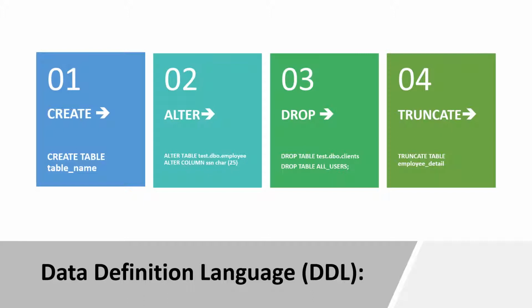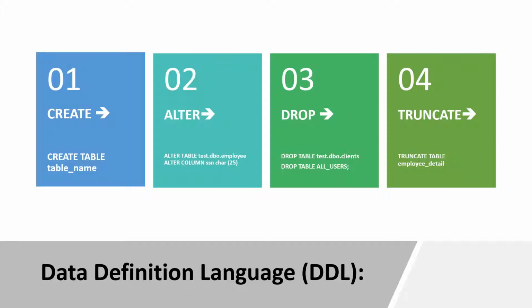The alter command is used for altering the table structure, such as to add a column to an existing table, to rename any existing column, to change the data type of any column, to modify its size, or to drop a column from the table. The SQL drop command is used to remove an object from the database.